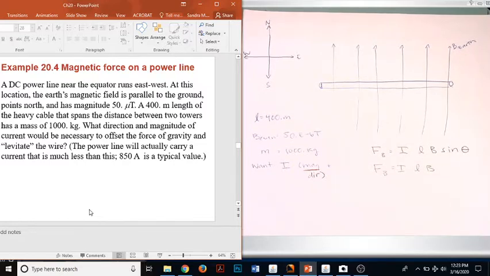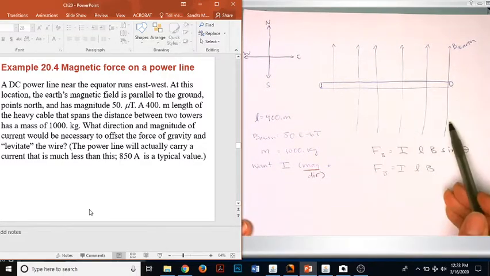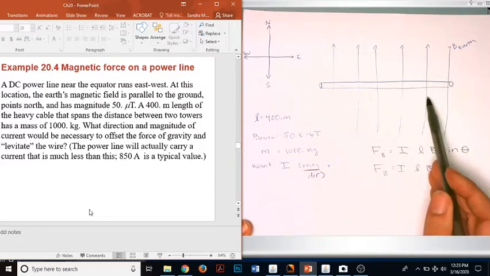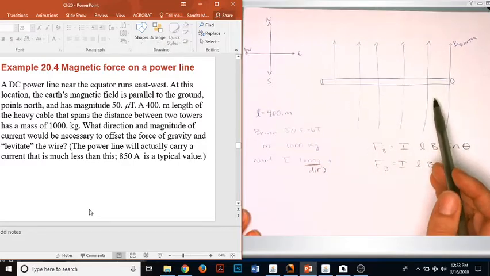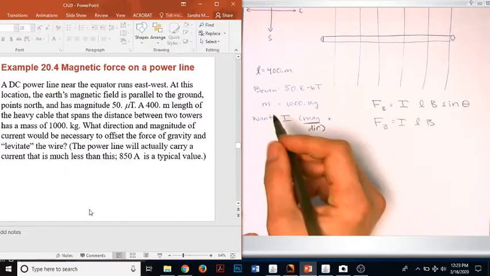So I think maybe now would be a great time to draw a little diagram so we can visualize what's going on here. This is all well and fine, but how are we going to get a force to levitate a wire? So let's just draw a regular old drawing.